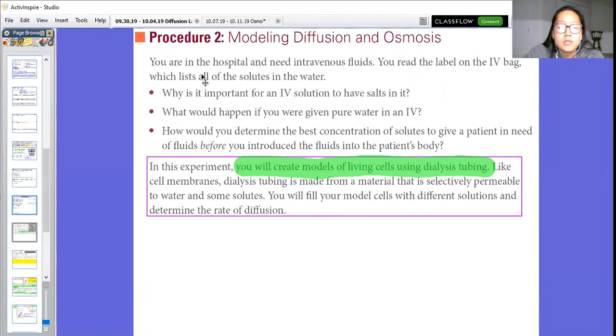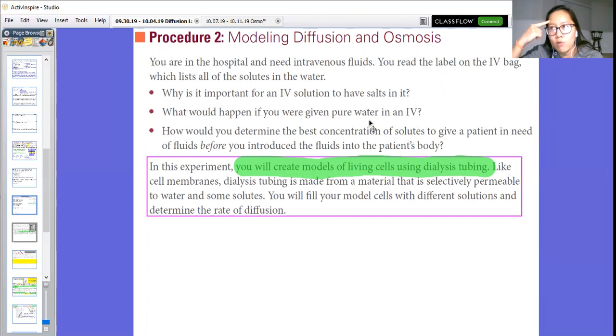Questions that you can consider as you move into this lab: when you have an IV at a hospital, why does it need to have salt in it? What happens if you're giving pure water in an IV? You want to think about water potential. Pure water potential means that water is always going to go into your cells.